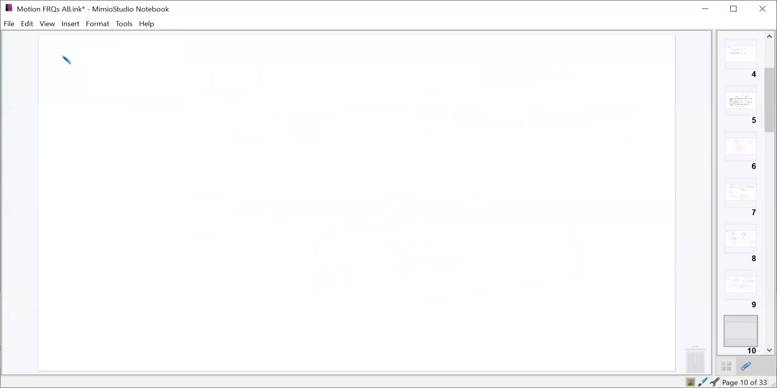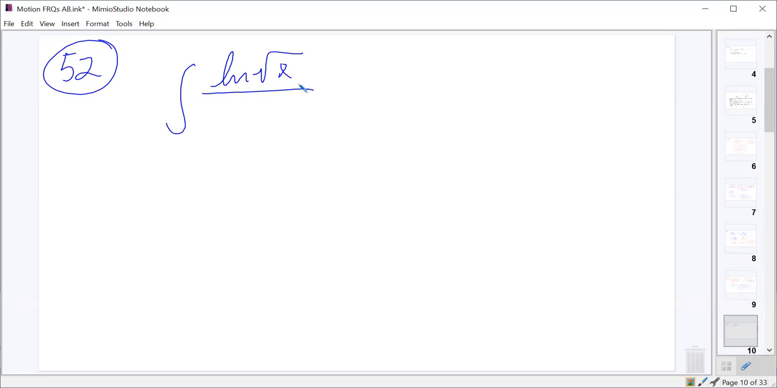52. Sure. Integral of natural log root x over, what was it, over x. All right. Everybody good there? Yeah. So what are we going to do with this one?